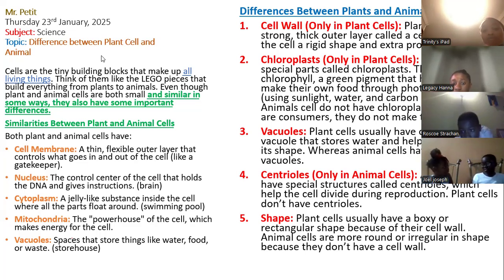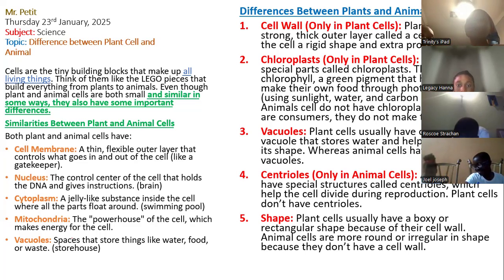Trinity, why is the plant cell more boxy or rectangular shape? Because of their cell wall. Very good, because of their cell wall. An animal cell, why are they more round and irregular? Because they don't have a cell wall. Very good.